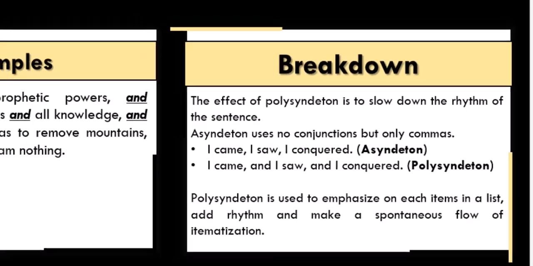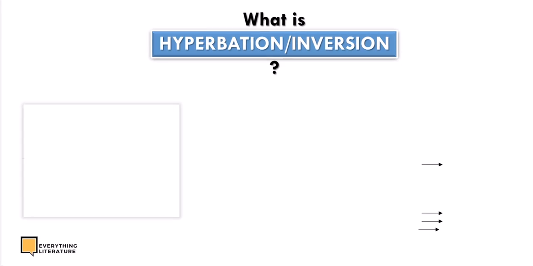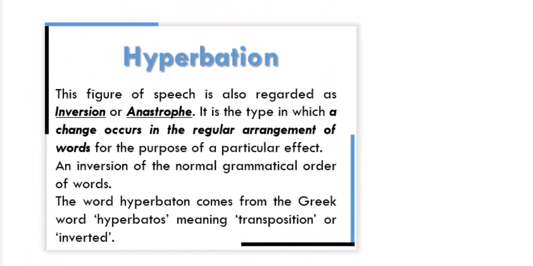Okay, last but not the least, under the figures of speech based on construction, which specifically helps us understand scheme better as a class or as a group of figures of speech, we have hyperbaton, otherwise known as inversion. This figure of speech is also known as inversion or anastrophe. It's the type in which a change occurs in the regular arrangement of words for the purpose of a particular effect, an inversion of the normal grammatical order of words.